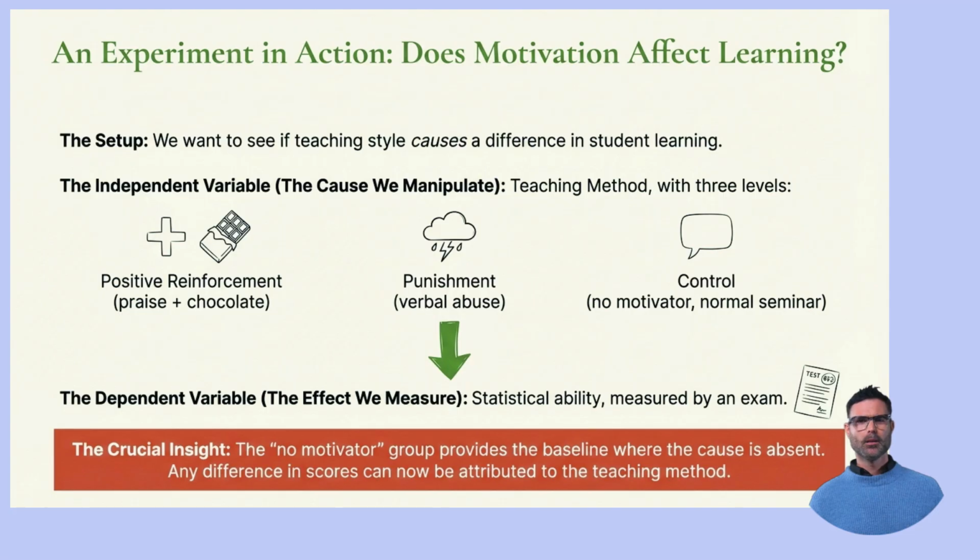In the motivation and learning example, we test whether teaching style causes differences in learning by defining the independent variable as the teaching method with three levels: positive reinforcement, punishment, and a control condition with no motivator. We define the dependent variable as statistical ability measured by an exam, and the crucial insight is that the control group provides the baseline where the cause is absent, so differences in scores can be attributed to the teaching method.